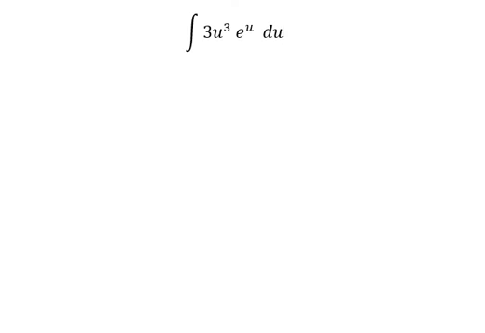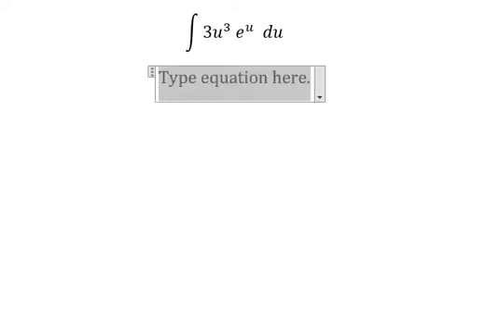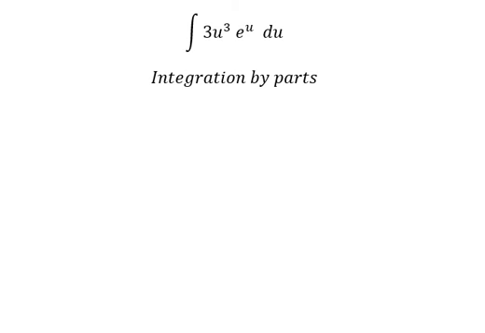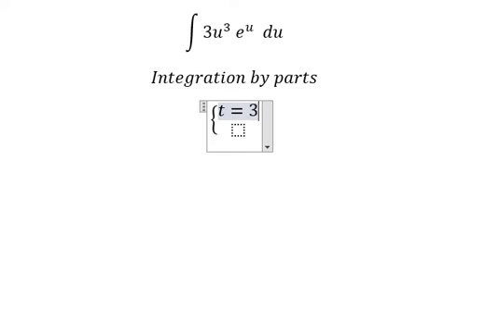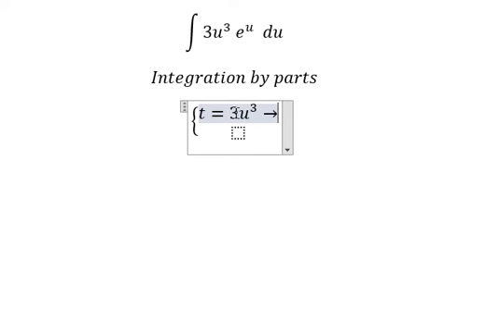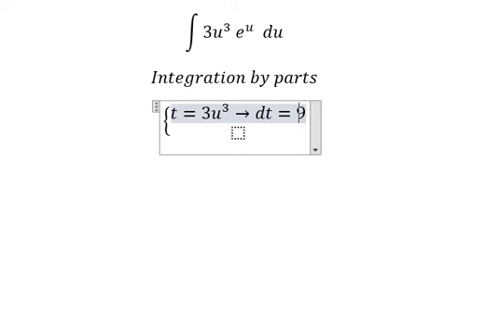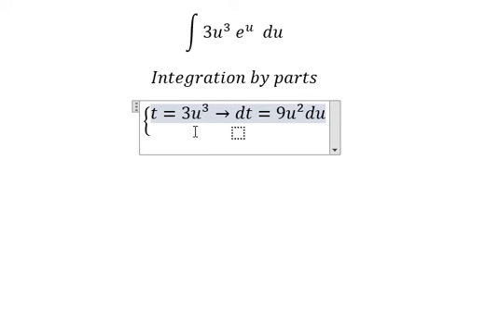Next, we need to use integration by parts. So I will put t equals 3u to the power of 3. Later, we need to do the first derivative for both sides, and we have 9u squared du. The first derivative of u to the power of 3 is 3u squared in here, and we have number 3 and number 3, we got number 9.